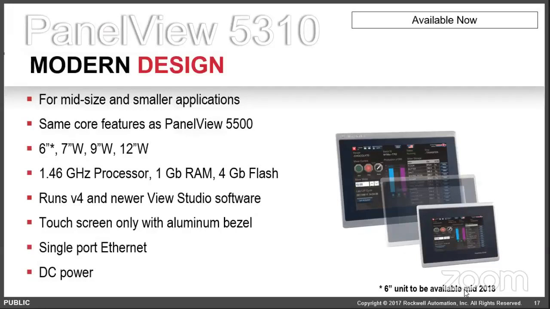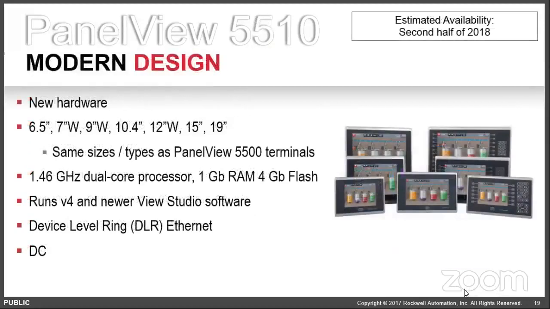And I've got to update the slides. So the 6-inch unit is out right now. Its older brother is the 5510. So we have additional screen sizes there. Something that's new for us is a 7-inch wide terminal. Device level rings built in. Dual core processor. We needed a little bit extra horsepower there to run the V5 feature set that's coming out later this year and then into the future.